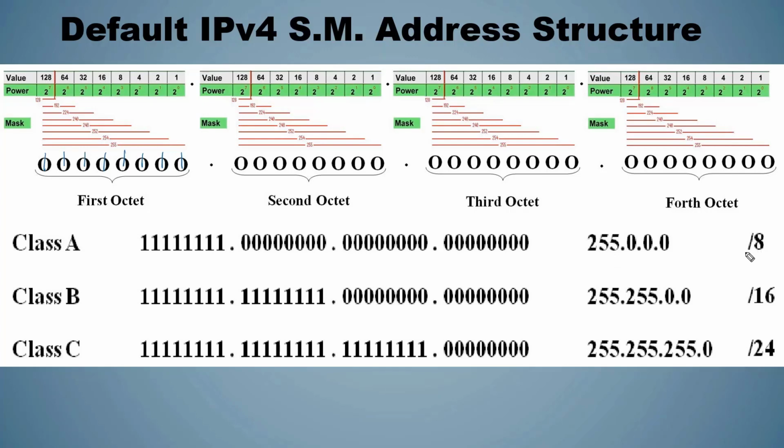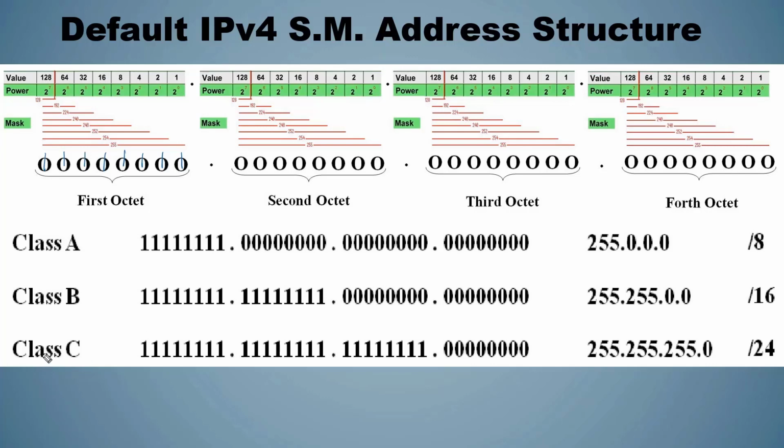This 8 means we have only 8 bits turned on, going from left to right. Now if we take a look at class B default subnet mask, we have 16 bits for the network and 16 bits for the host, which when we convert this binary to decimal, gives us 255.255.0.0, and the prefix notation would be /16. And again, this /16 means 16 network bits, again going from left to right.